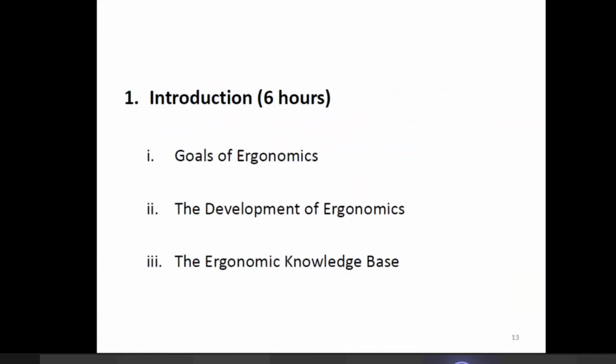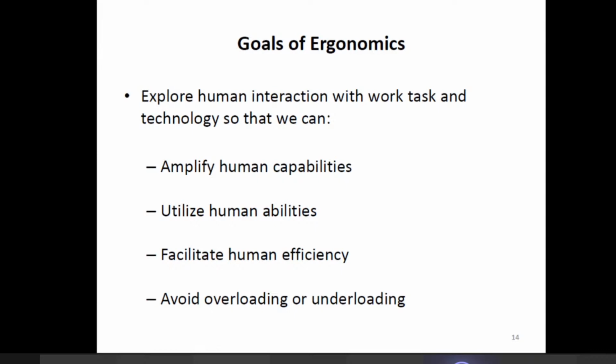Okay, right. So these are the goals of ergonomics, basically. We are trying to see whether we could amplify human capabilities, utilize human abilities, facilitate human efficiency, and we are trying to avoid overloading or underloading that may cause injuries to the human operator. We've looked at this last week, right? And I do believe that until now, today you are able to give the goals, and give the benefits of why it is important, why we need ergonomics, especially in design.